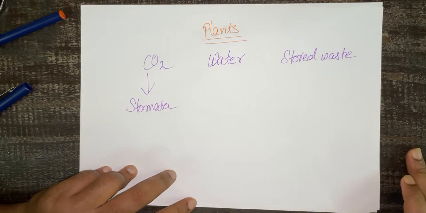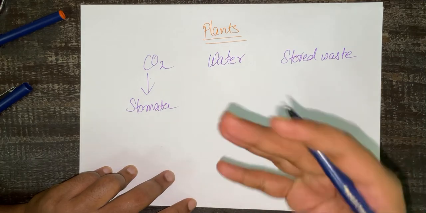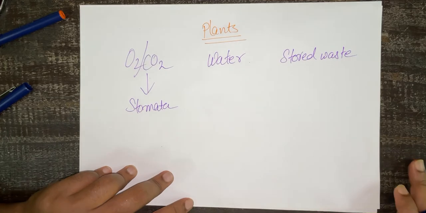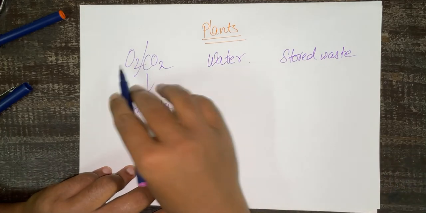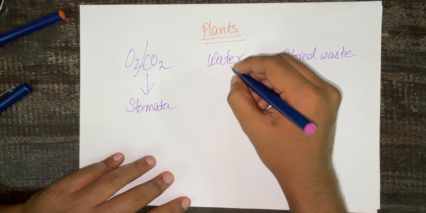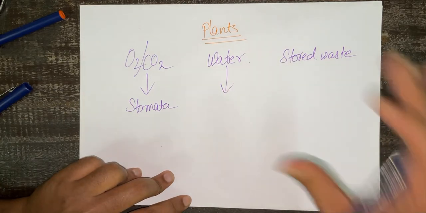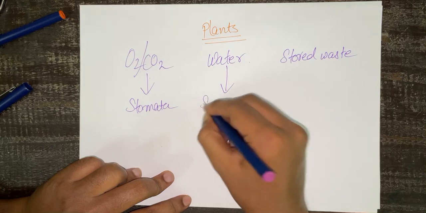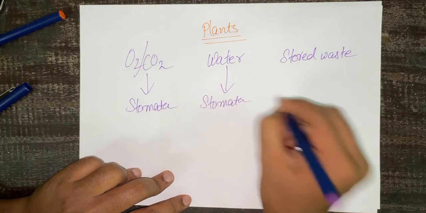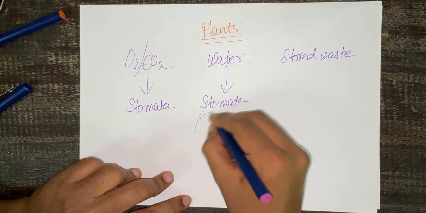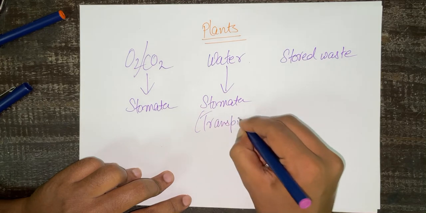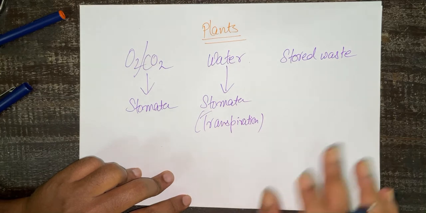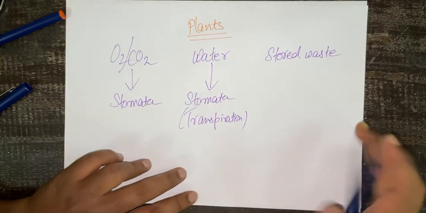The carbon dioxide is produced by the plant during respiration. You can also include oxygen, which is produced during photosynthesis. So carbon dioxide and oxygen are released through the stomata. The excess water present in the plant, not the water required, is also passed through stomata, and this process is called transpiration. You know about this. The excess water is lost through transpiration using the stomata.